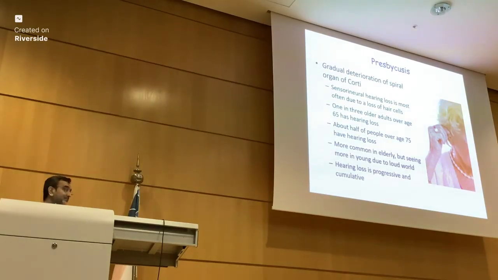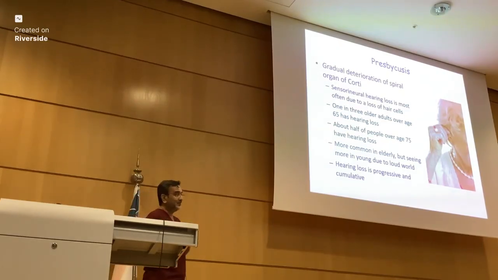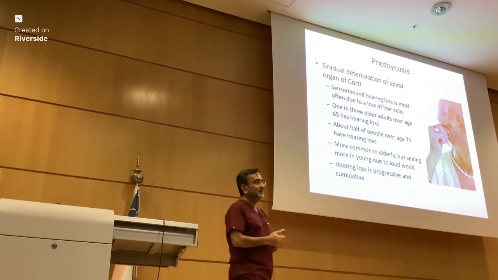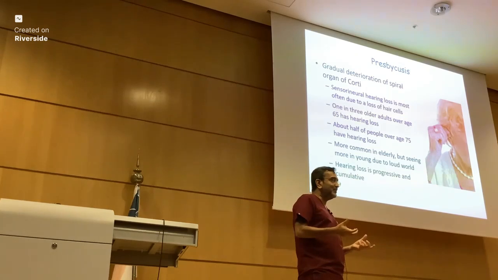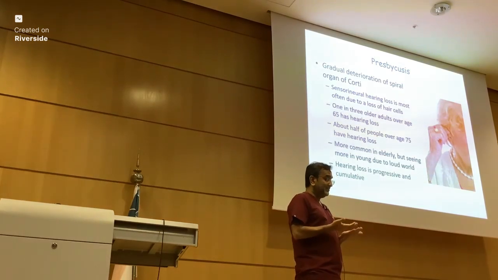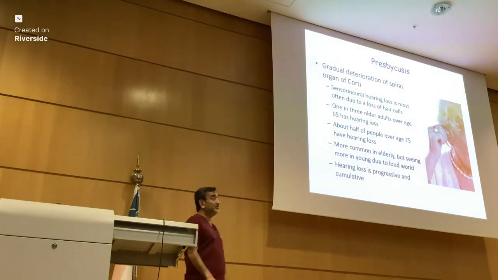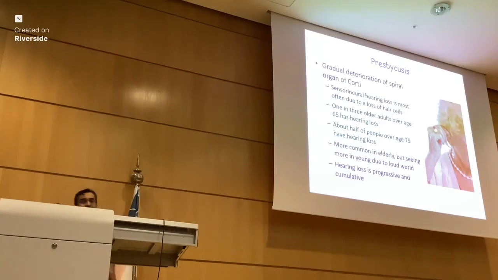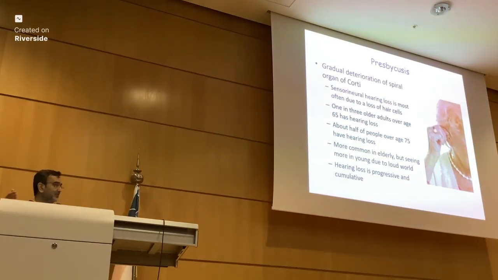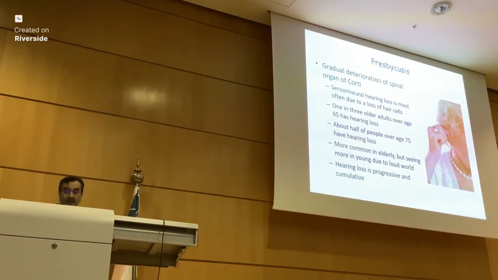age. Like you have presbyopia, when your lens becomes less stretchable, so you cannot accommodate, and you start to need reading glasses as you age. Similarly, you have presbycusis, which happens when you age and your hair cells are lost over a period of time, and you start to have less and less of your hearing ability as you age.